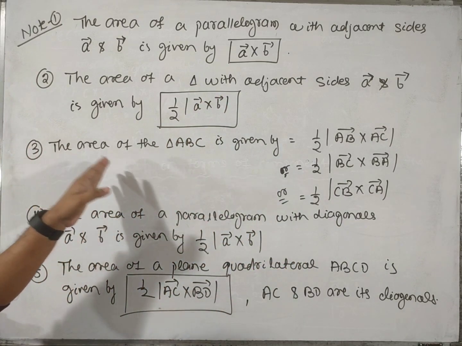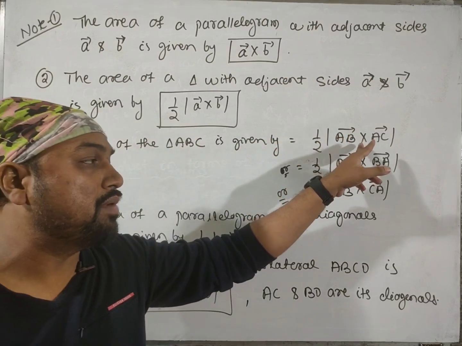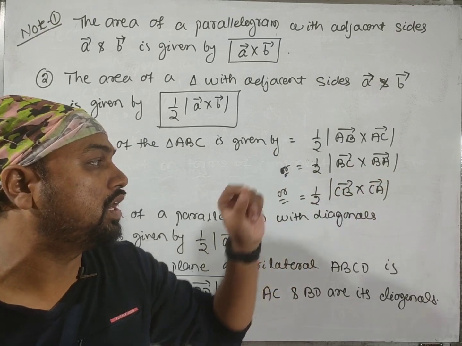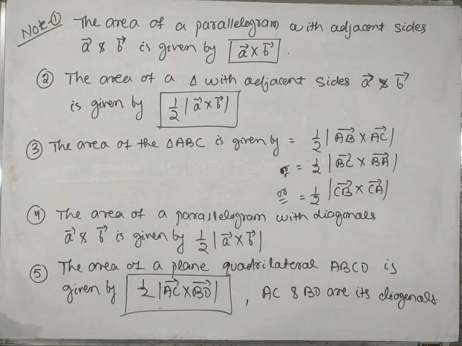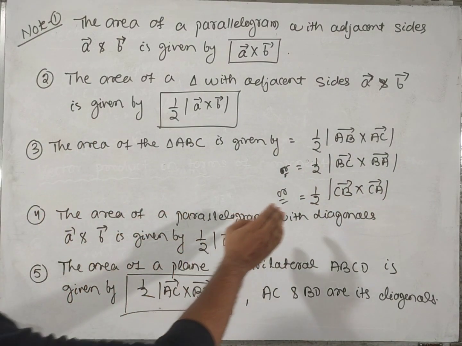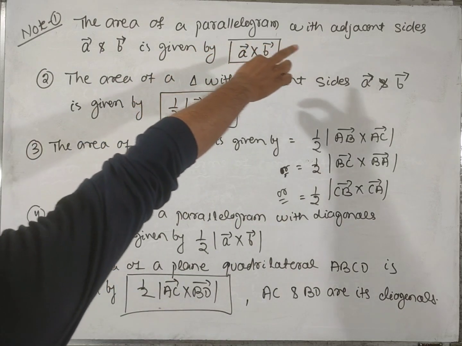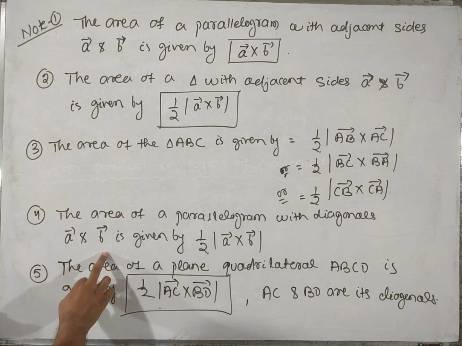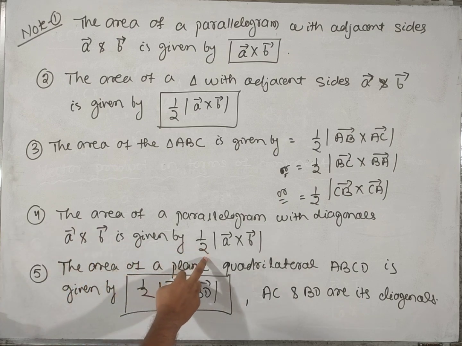Then the area of the triangle ABC is given by half of the magnitude of AB vector cross AC vector, or half of the magnitude of BC vector cross BA vector, or half of the magnitude of CB vector product with CA vector. The fourth is the area of a parallelogram with diagonals A vector and B vector. Earlier it was given the adjacent sides A vector and B vector, and here it is given the diagonals of a parallelogram, A vector and B vector. The area is given by half of the magnitude of A vector cross B vector.